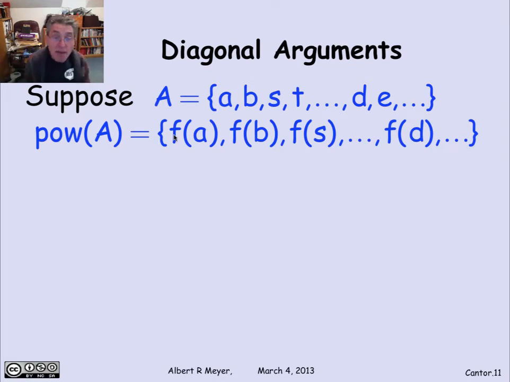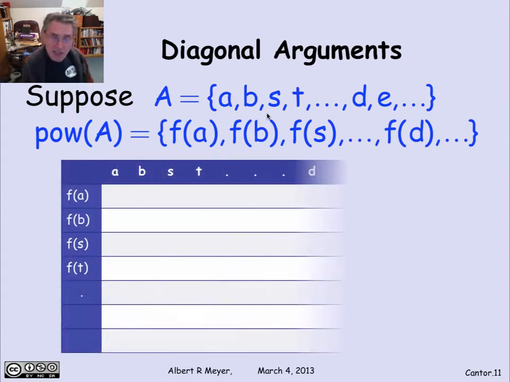I'm going to draw a matrix that looks like the diagonal matrix, and we're going to extract the diagonal set and discover that that diagonal set is not one of the f's. It's not f of anything, which means that f is not going to be a surjection. So let's look at it again.